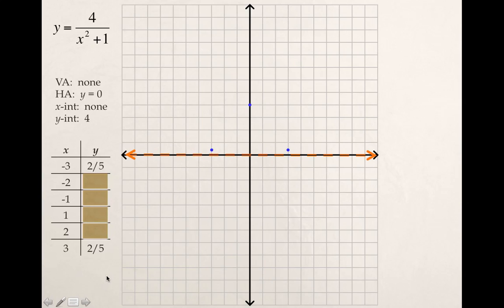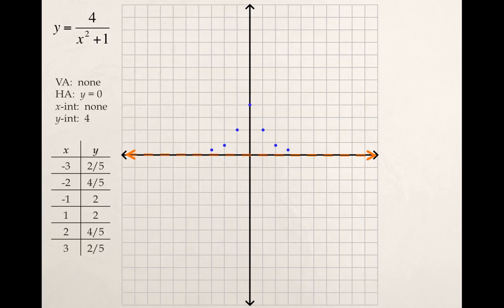I do the same with the 2's. So negative 2 and positive 2 both give me 4/5, which would be right there. And then when I do the same thing with negative 1 and positive 1, I get an answer of 2, and so that's going to be like that.